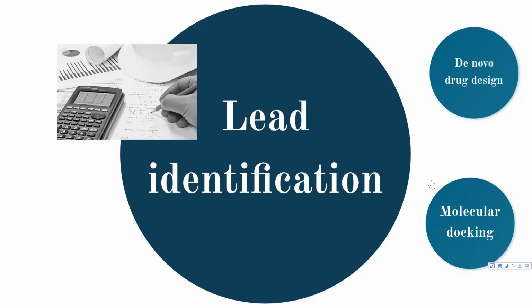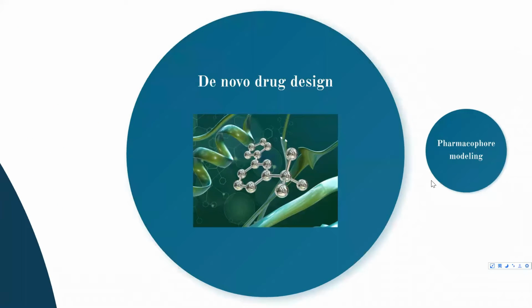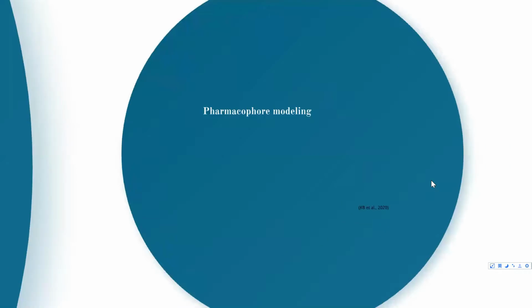After we have obtained the structure of the target, the next stage is lead identification. This is a process whereby hits from screening are transformed into leads that can then be used for lead optimization. There are 2 steps of lead identification, which are de novo drug design and molecular docking. De novo drug design is a method of building novel chemical compounds starting from molecular units. De novo drug design involves pharmacophore modeling.